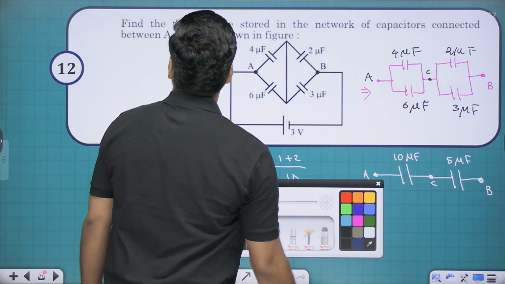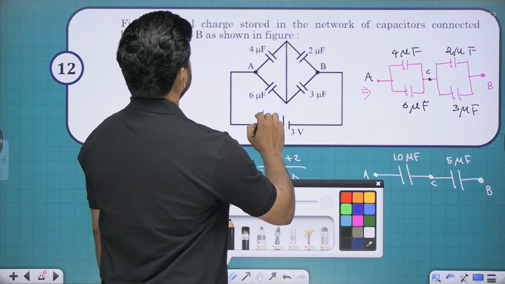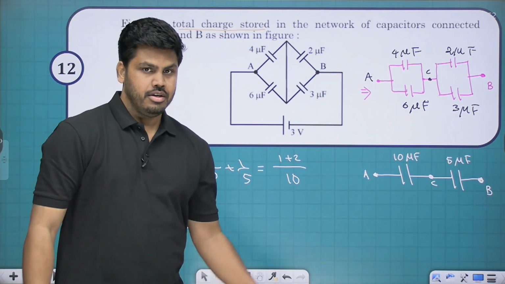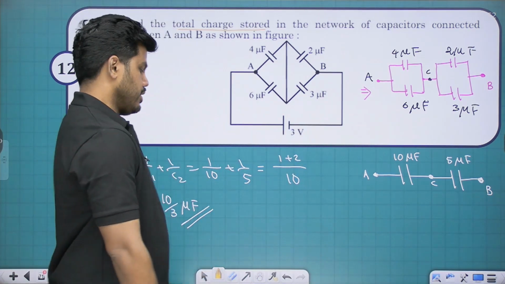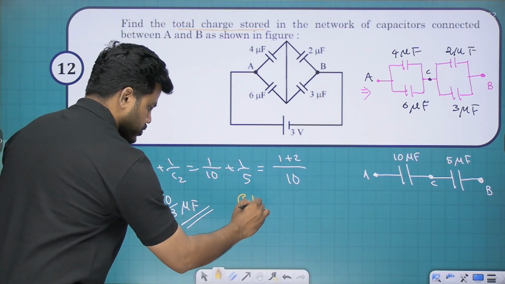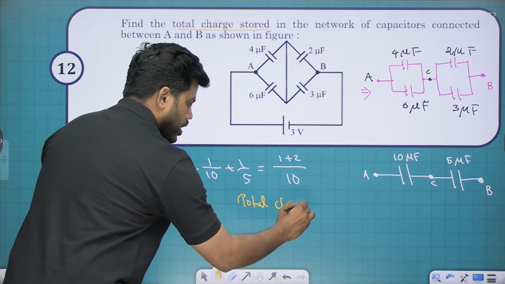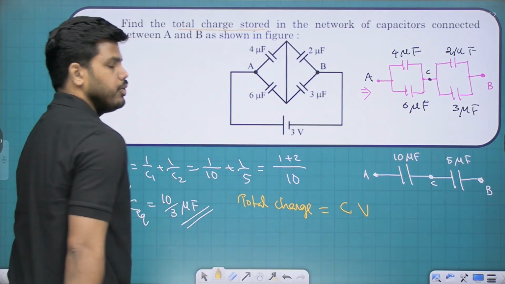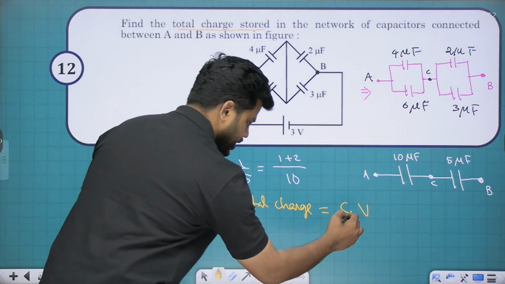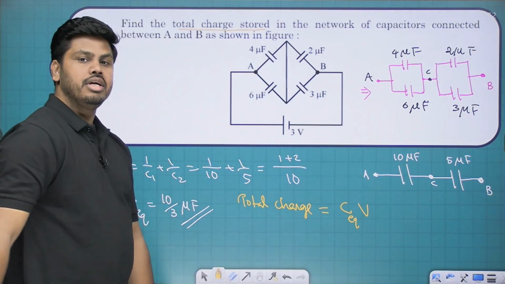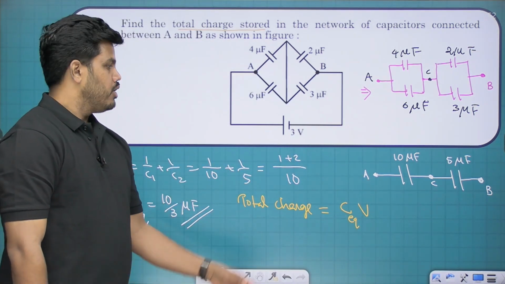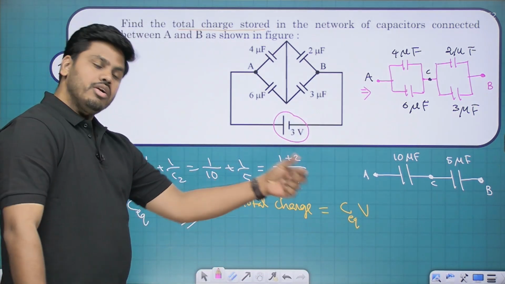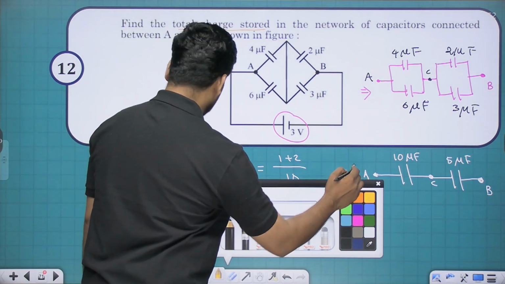Now look at this. You're asked to find out the total charge stored only. Okay, total charge is to be calculated. How will you find out total charge? Total charge is going to be equal to C into V, right? Q is equal to C into V. Which C? The equivalent capacitance into the voltage. Voltage applied was given in the diagram, it is 3 volt. C equivalent we calculated now, which is 10 by 3.